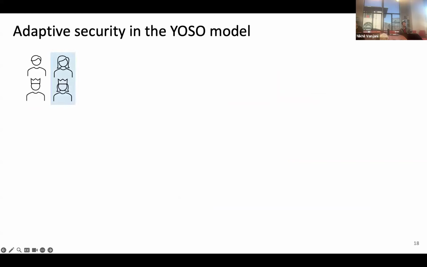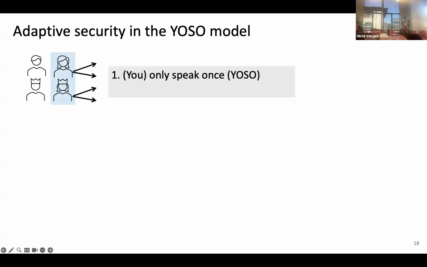So what is this YOSO model? They say that there will be protocol execution, and in each execution, each party will speak only once. So you only speak once, that's YOSO. The protocol will typically sample a committee of nodes, and each committee member is supposed to speak once. And they are supposed to delete their data before they speak. And they say if the protocol is like this, then the protocol is adaptively secure.